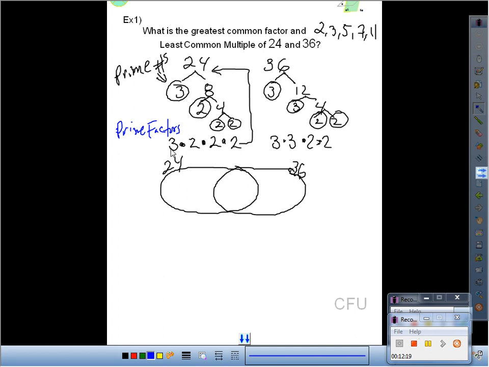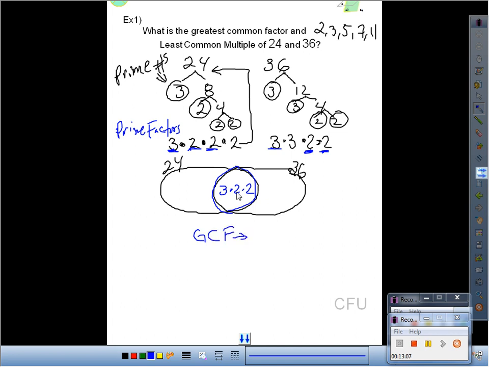Okay, first, do we have a 3 for each side? Yes. Do we have a 2? Yes, right here. Do we have another 2? Yes. All right, so for both, what would I write in here? 3 times 2 times 2. Do I need to write it twice? No, because that's what they have in common. Well, guess what? This is our greatest common factor.